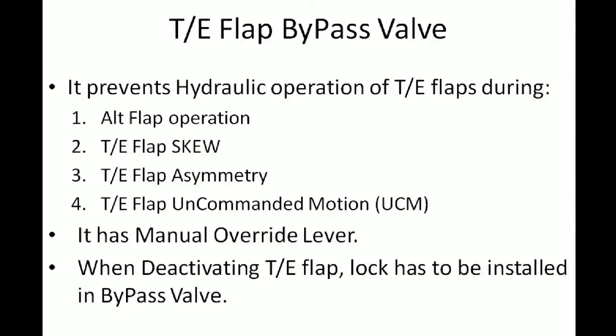Now we will see the trailing edge flap bypass valve. It prevents the hydraulic operation of trailing edge flaps during alternate flap operation, trailing edge flap skew, trailing edge flap asymmetry, and trailing edge flap uncommanded motion. It has a manual override lever. When deactivating the trailing edge flap, a lock has to be installed in the bypass valve.